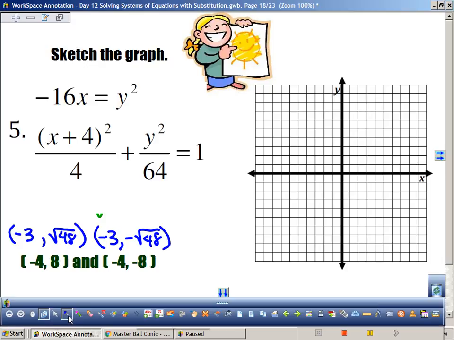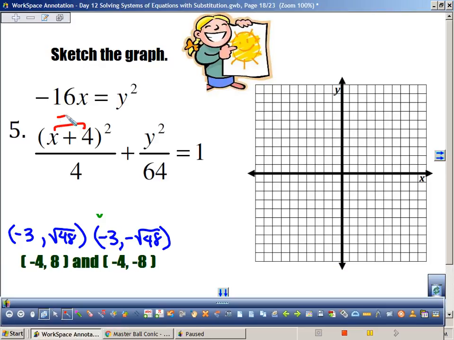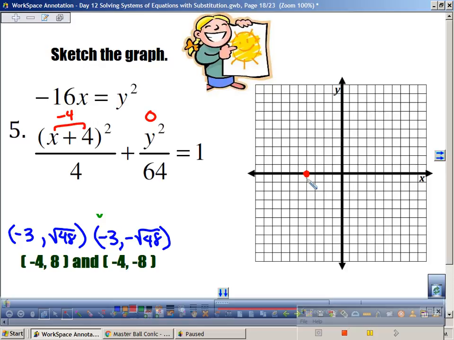Okay. So my 0 on my x's here is -4 and 0. So I'm at -1, 2, 3, 4, and 0. How far out am I going on my x-axis? Lucas, how far out am I going on my x-axis?